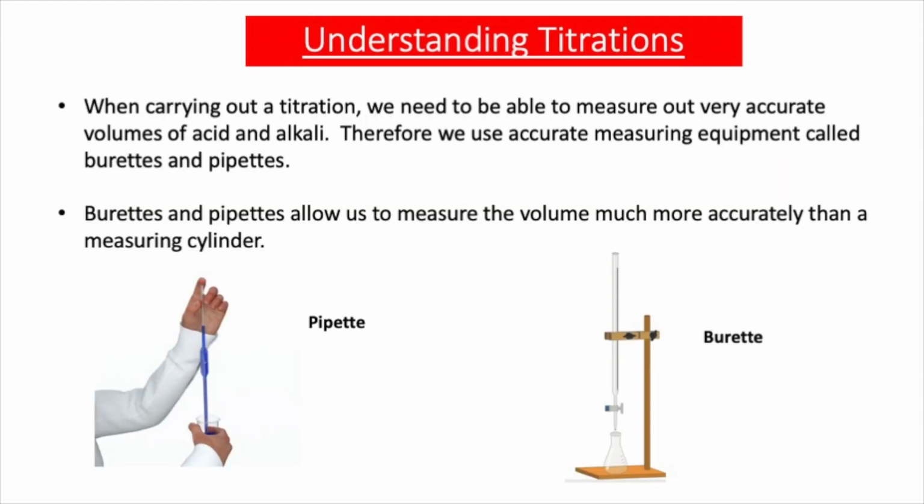Now when carrying out a titration, we need to be able to measure out very accurate volumes of acid and alkali, because remember we need the exact amounts of each to neutralize each other. Therefore we use accurate measuring equipment called a burette and a pipette. And burettes and pipettes allow us to measure the volume much more accurately than a measuring cylinder. And this slide shows pictures of a pipette and a burette. And it's important that you can recognize these in exam questions.